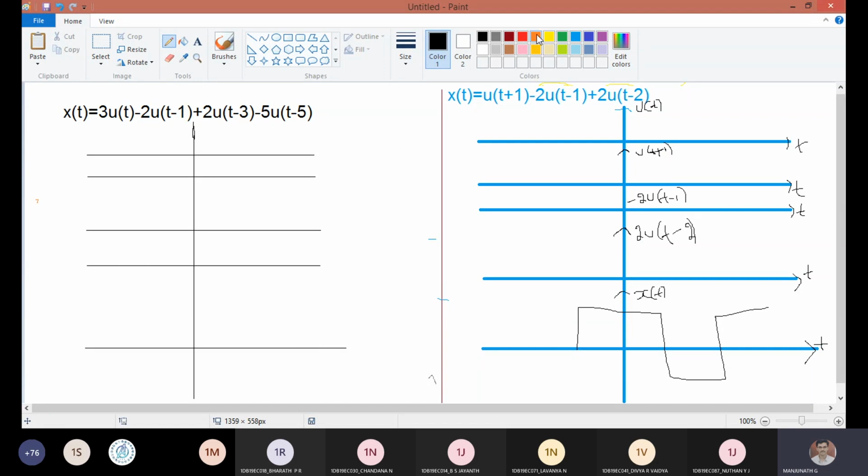Okay, so let me trace. So u of t, from 0 it goes like this, continuous with amplitude of 3. So this is the first category. Then you want t minus 1, it comes here, but since 2 is there and negation is there, it may go in this way. So this is your minus 2 amplitude into u of t minus 1.